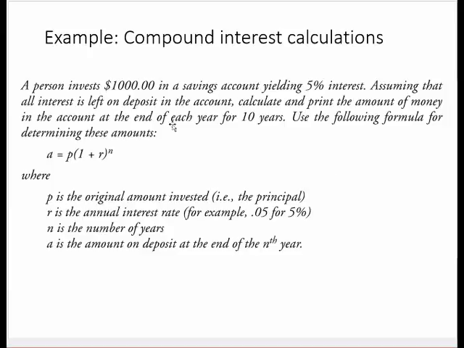And this is the formula. So A is the final amount, P is the principal value or the starting amount, and R is the interest rate, and you'd write 0.05 for 5%. And N is the number of time periods that you're going to calculate the interest. So N is 10 in this case because you're doing it for 10 years. So this is the formula.